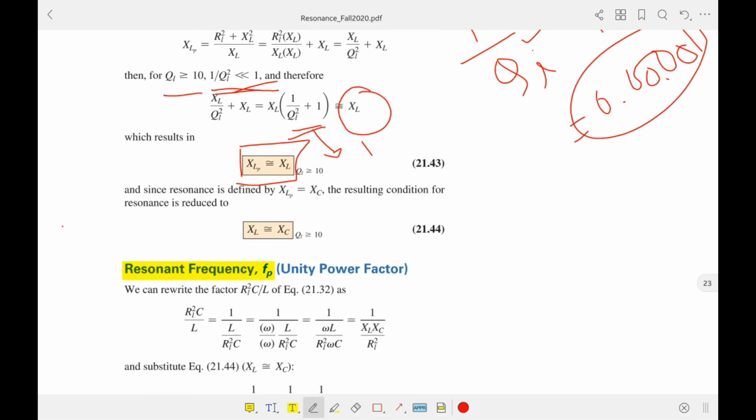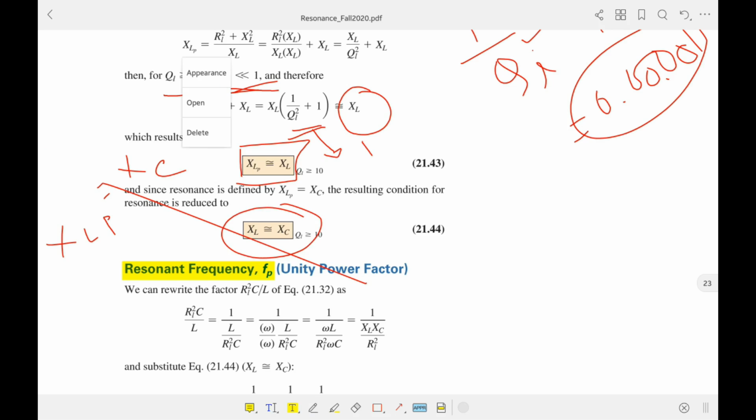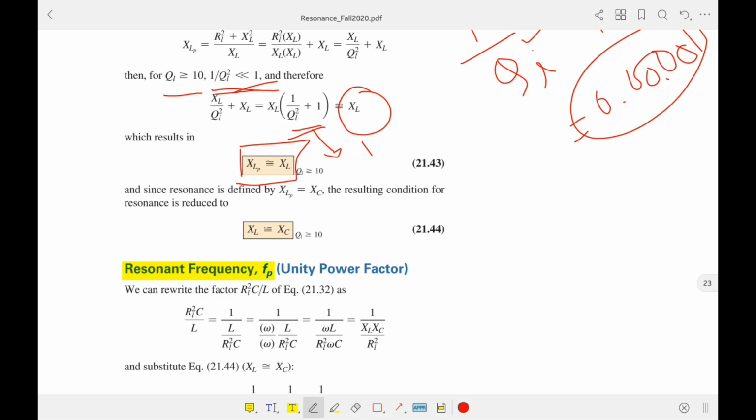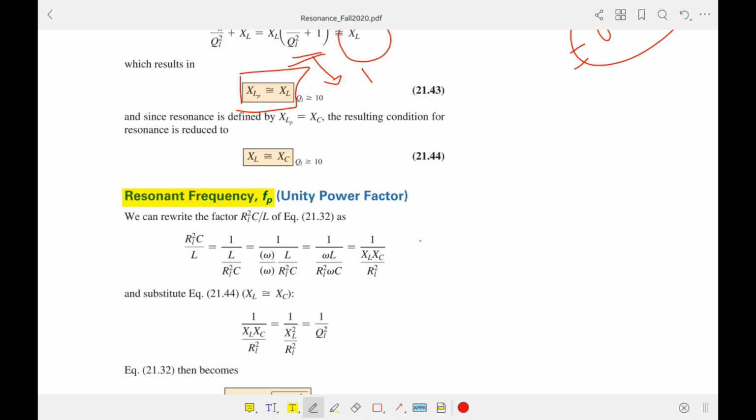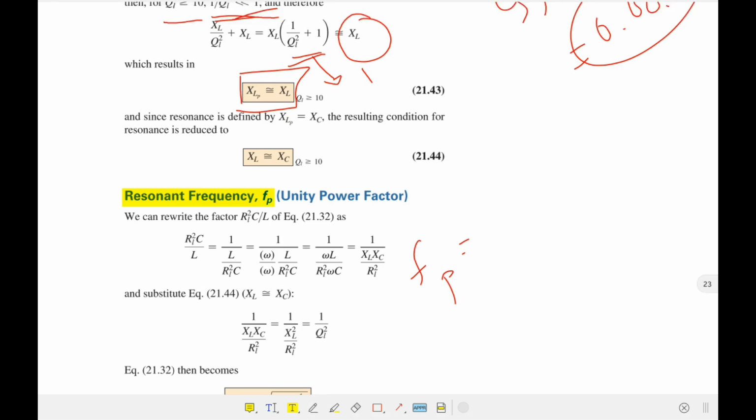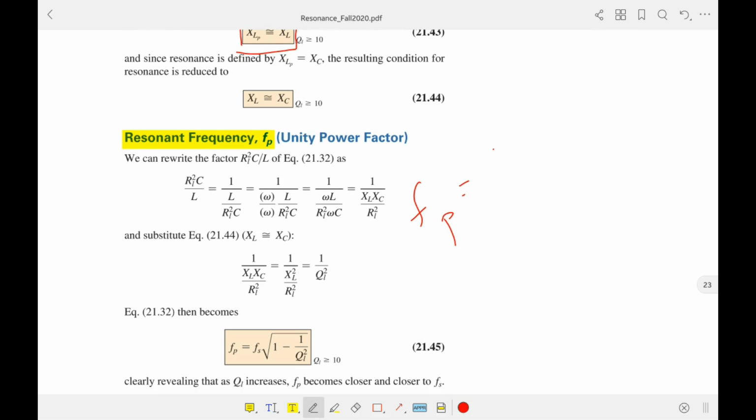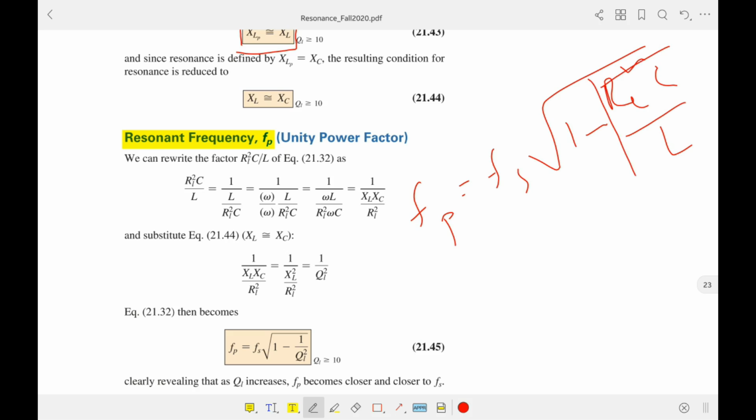And also we know that our condition was XLP equal to XC, right? So obviously we can write XL equal to XC as well. Now the resonant frequency Fp. Previously our resonant frequency expression was Fp equal to Fs square root of 1 minus RL squared C divided by L. So this was our expression. Now we will operate on this portion first.